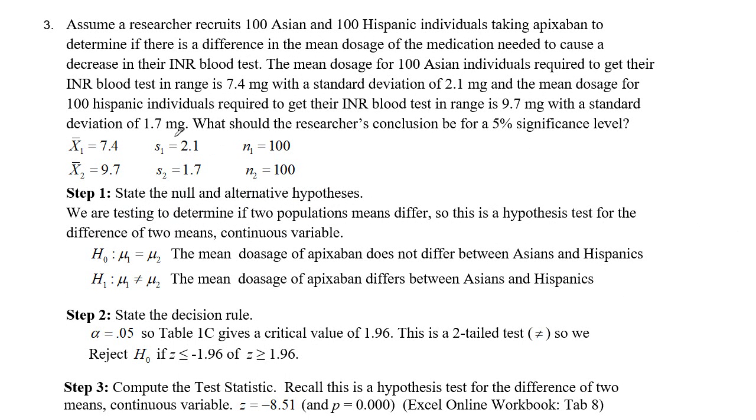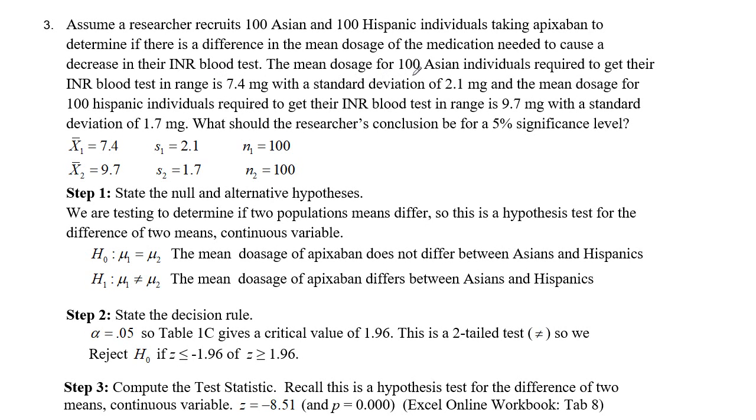Third example here. We've got a researcher that recruits 100 Asian and 100 Hispanic individuals, so 2 different populations. They are taking a medication here, Pixpan, and they want to determine if there's a difference in the mean dosage of the medication needed to cause a decrease in their INR blood test.